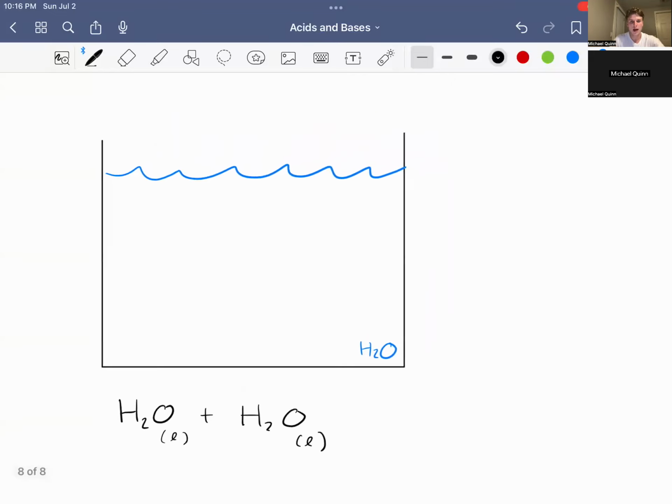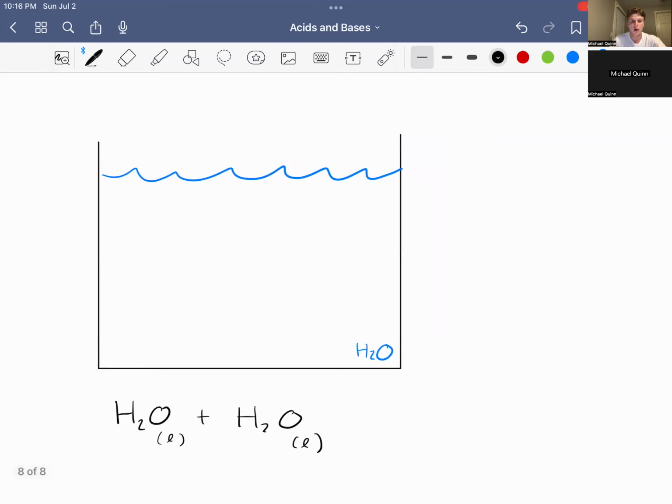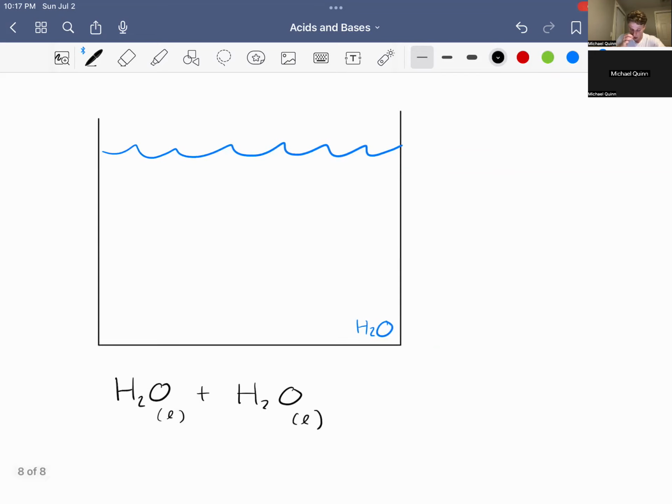So at all times, even when we put an acid or a base in water, even while that reaction is going on, this reaction that I'm going over right now is also still going on. So one H2O plus another H2O will actually produce H3O+, which is hydronium, and hydroxide.